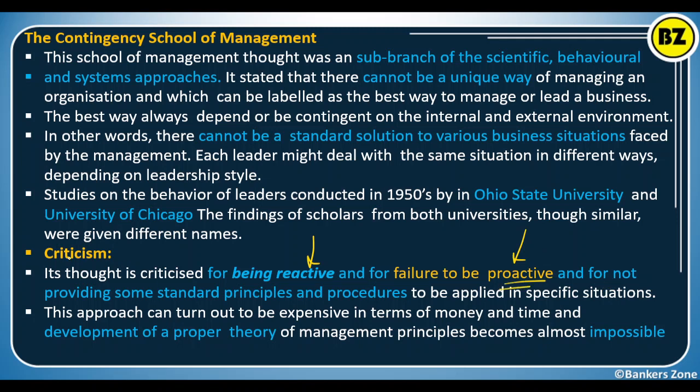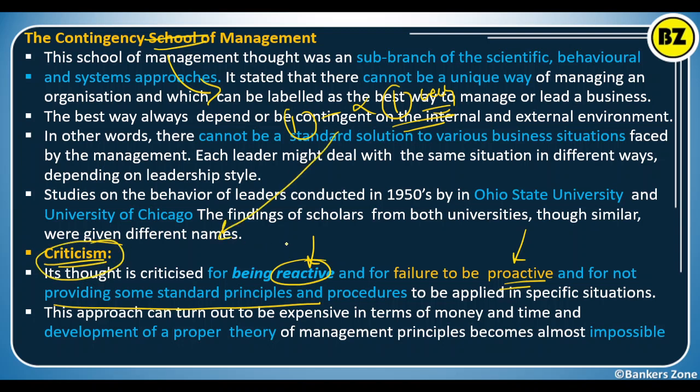And as this theory is only reactive, it does not provide any standard principle. According to this theory, one problem cannot have only one way to solve it. Every problem cannot be solved in the same way or a single way. There is no unique standard method according to this approach, and that's why this theory has been criticized: they only say that there is no unique solution, but they don't provide a solution either.